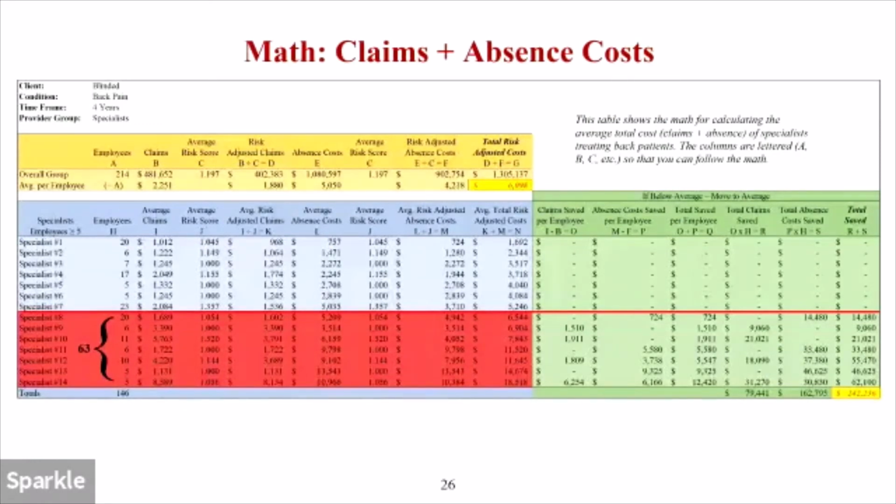Now we have to get the absence costs. Total absence cost for these 214 folks was $1,080,000, over twice the claims cost, which is not unusual when you're looking at backs.